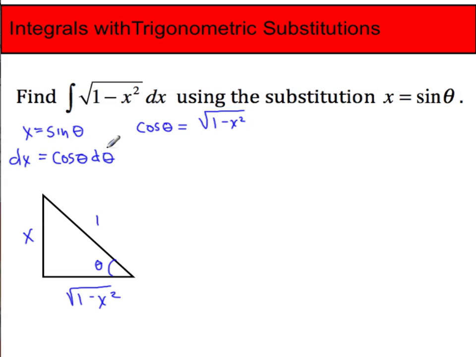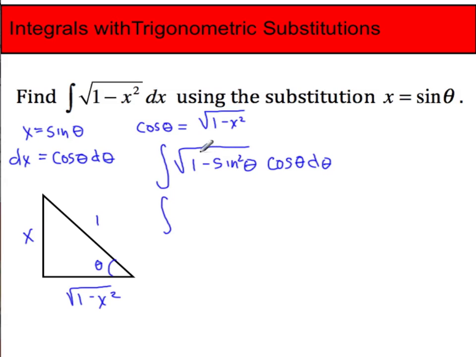Okay, so I'll start with this. Maybe I need a little bit more. Maybe I'll need tangent, but I don't think I will. So we'll start with that. Okay, so now we can do some substitutions. So here we go. Square root of 1 minus x squared. x is sine theta, so 1 minus sine squared theta. And dx, taking out the dx and substituting in cosine theta d theta.